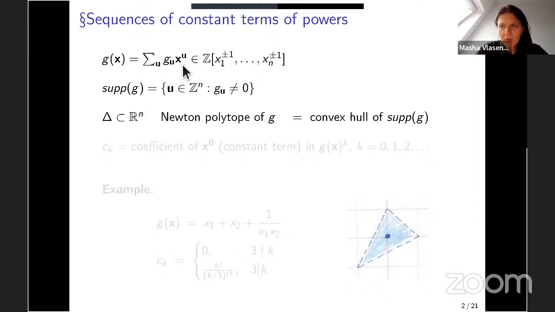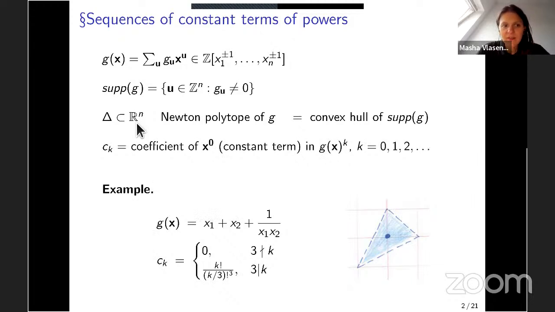Okay, so here g is a Laurent polynomial. This is a finite sum of monomials. x to the u means x1 to the power u1 times x2 to the power u2 and so on until xn to the power un. And g_u are integral coefficients. This is a finite sum. The support of g is the set of exponent vectors of monomials present in g. And the Newton polytope of g is the convex hull of the support of g in the n-dimensional space. This is a convex lattice polytope.